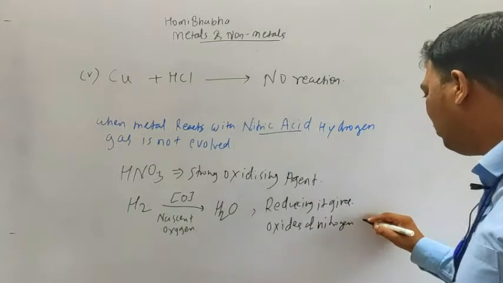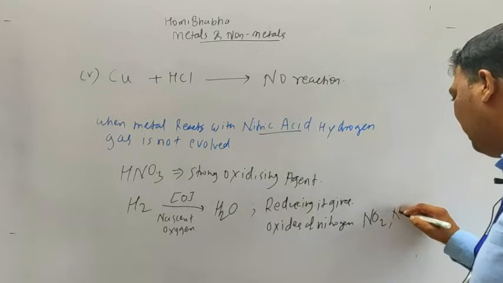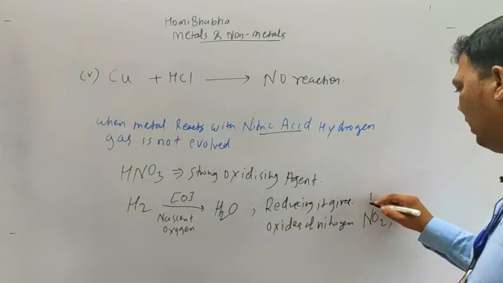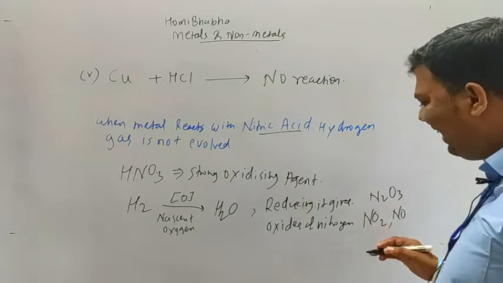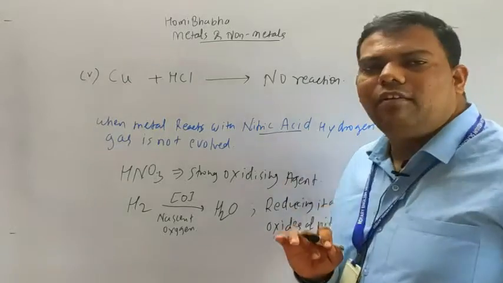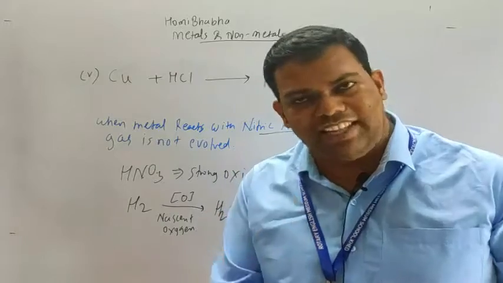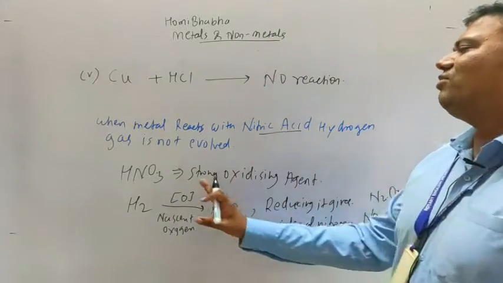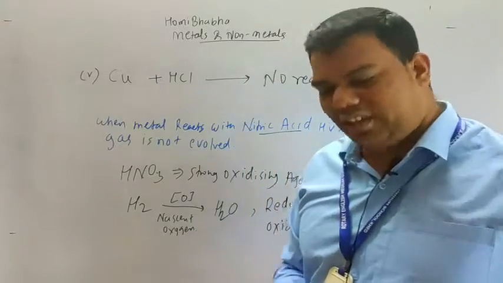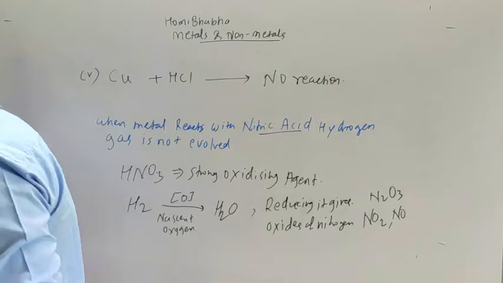So those oxides of nitrogen are, suppose, NO2, or simply NO, then N2O3. Oxides of nitrogen like that are formed. That depends on whichever metal is there. So keep this very important thing in mind. Now we will move on.